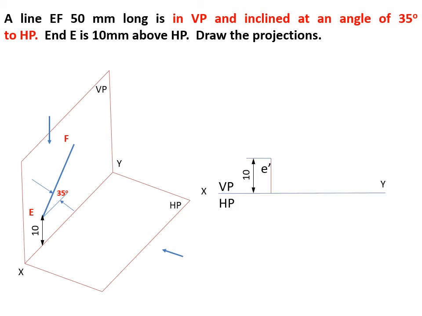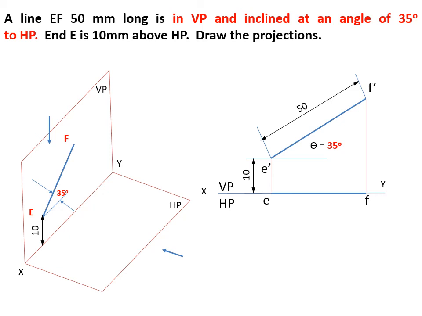So above XY it is 10 mm. Point E dash is 10 mm above XY. From E dash, you draw a line inclined at 35 degrees, 50 mm long. The inclination with respect to HP is denoted as theta equal to 35 degrees. You can complete the dimension as an arc with arrowheads at both ends.